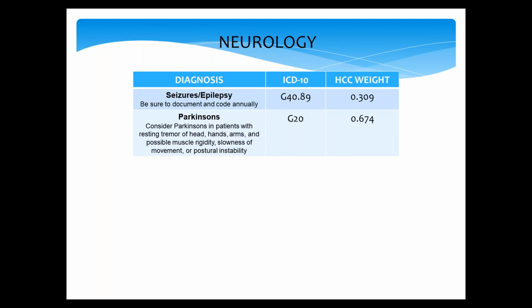Of course, there are other things in neurology that you want to code. Seizures and epilepsy: even if they're on medicine and haven't had a seizure forever, as long as they're taking that medicine, you code it. Parkinson's, again, is another one that you want to make sure you use the appropriate code, G20, for.